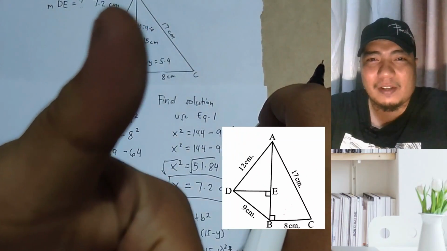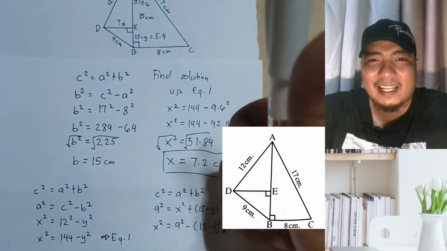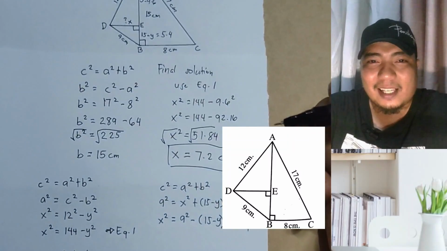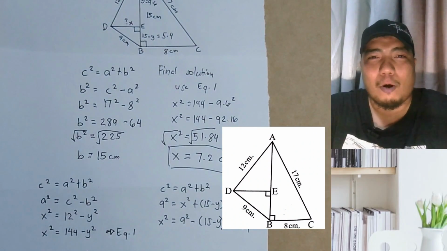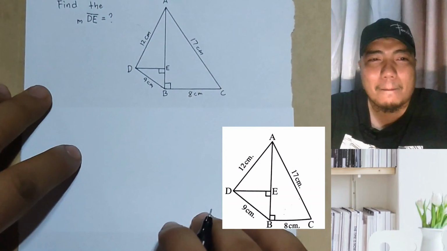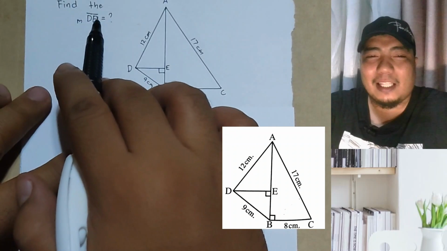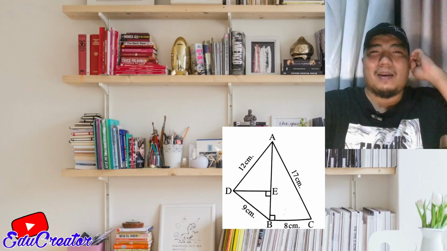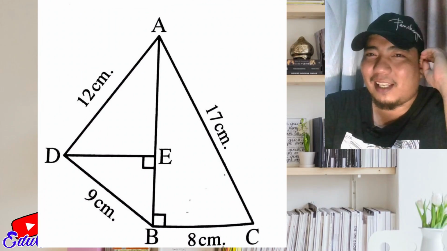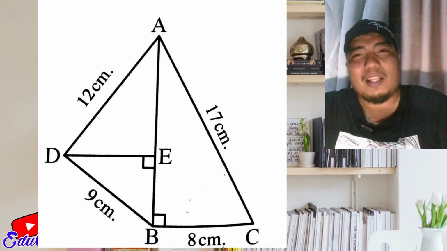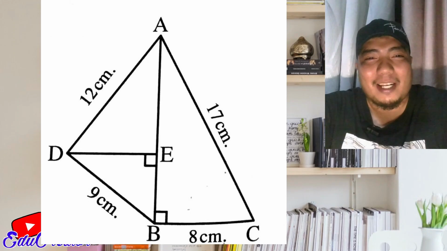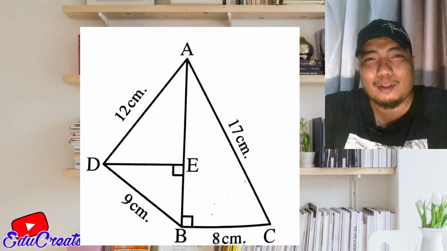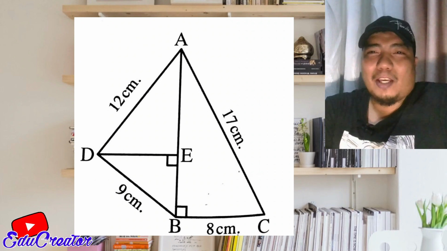So very, very simple, my dear math learners. The answer for DE is 7.2 centimeters. So I hope you got that right, my dear math learners. So it is very easy. So if you do have more questions about this example, you can rewatch this video, and I hope you have a very enjoyable time learning about the application of the Pythagorean theorem in certain figures or problems.